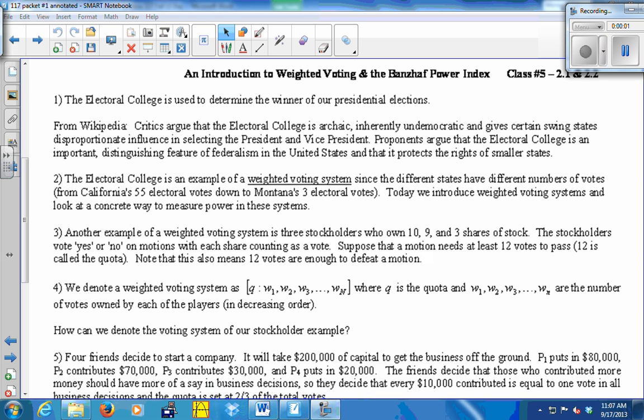Sections 2.1 and 2.2. So we're moving on to chapter 2 here, which is about weighted voting. Okay. So the Electoral College is used to determine the winner of our presidential elections.